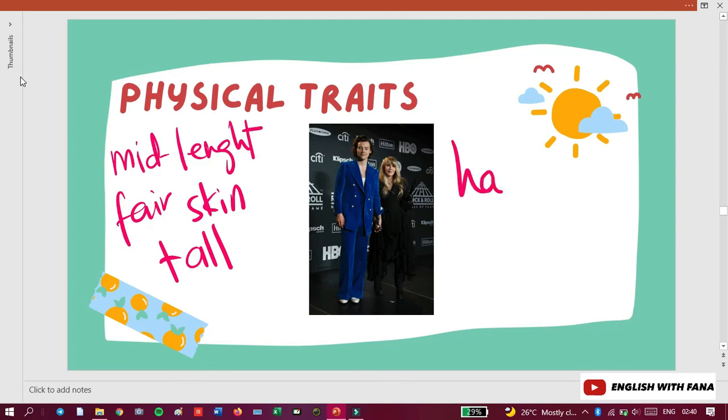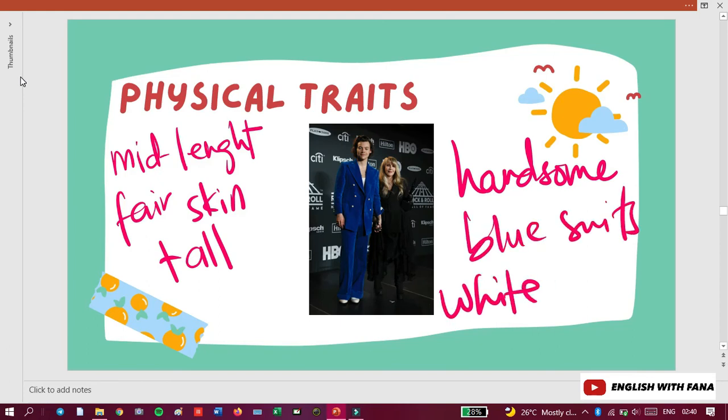He is handsome. He wears blue suits, white shoes. His eyes are round eyes. Okay, so if you see here, physical traits, it's all about what you can see outside. Okay, so these are the things that we can see from the picture, right?